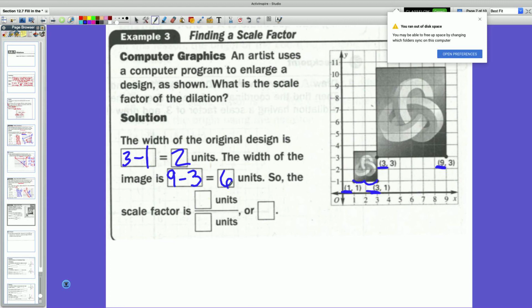So the scale factor, remember, we put new over old. So the new is 6, the old is 2, and 6 over 2 reduces to 3. These units cancel, so your scale factor should never have units on it. It's just a number, it's just a ratio. Alrighty? Hopefully that makes sense.